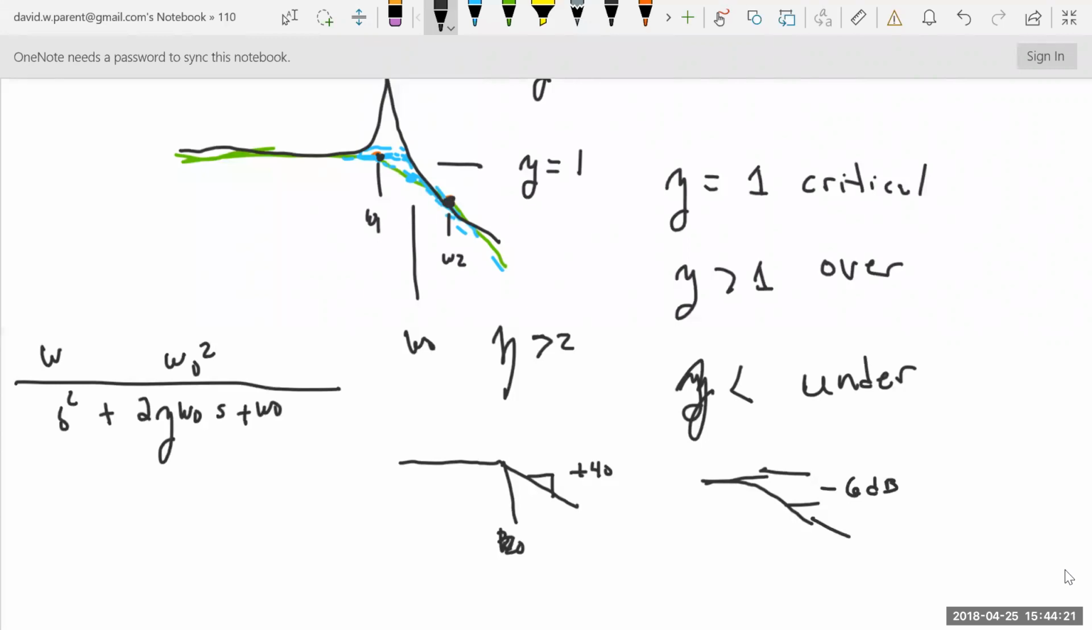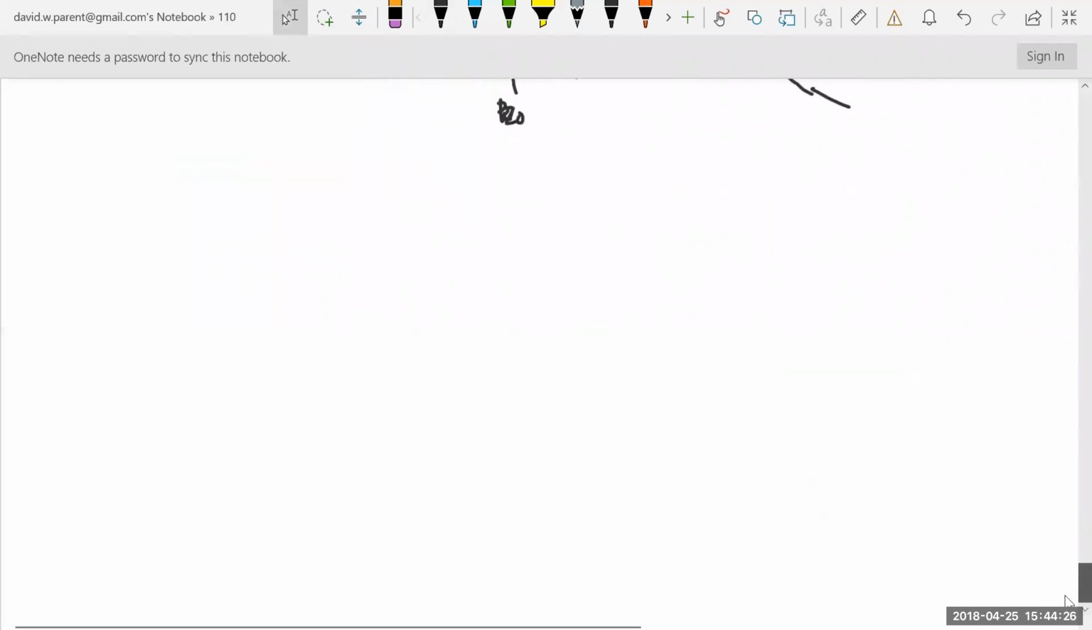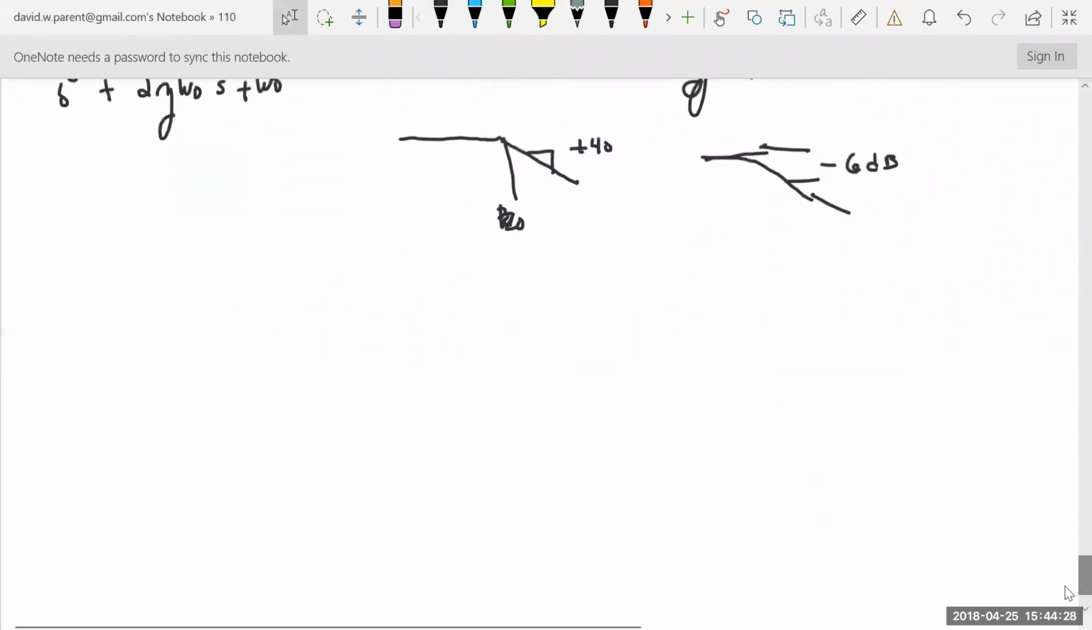I think it's just best to do it with an example. This is the resonant frequency of the circuit or the system, but it might not be a break point.